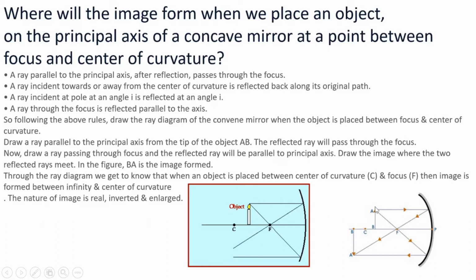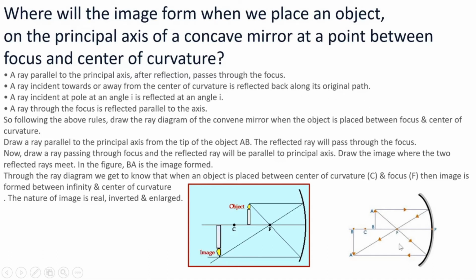See, these are the reflected rays. So where are they meeting? This is the incident ray, and this is the reflected ray. This one has also reflected, and the incident ray also reflected here, and they are meeting at a point, passing through the point F, focus. A ray incident towards or away from the center of curvature is reflected back along its original path.